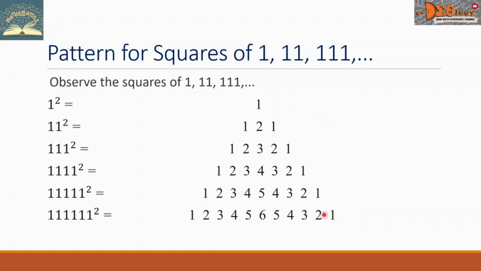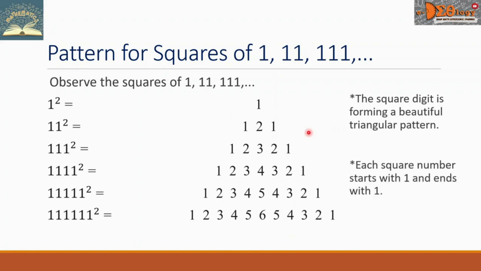Now let us observe the squares. Note that the square digit is forming a beautiful triangular pattern. Each square number starts with 1 and ends with 1. For 1 square, it's 1. 11 square, 121. Starting with 1, ending with 1. Starts with 1, ends with 1, and so on.